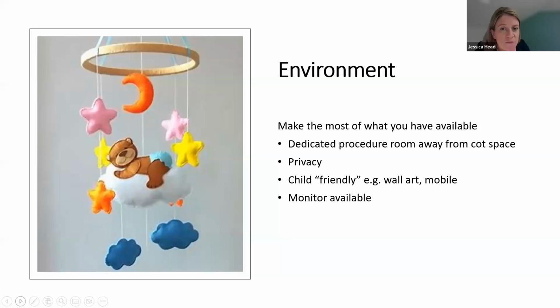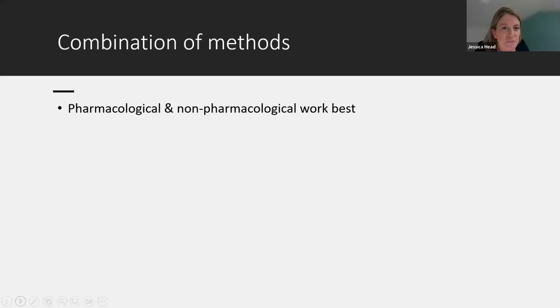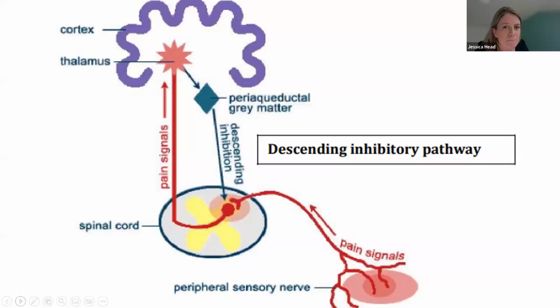Think about the environment where you're going to do these tests, and ideally you should have a dedicated treatment room or procedure room away from the child's bed space. That allows privacy, and if you can find some wall stickers or a mobile to create a calming environment, that's always beneficial. So we're going to talk about a combination of methods, pharmacological and non-pharmacological, because the combination of the two has been shown to work best in managing procedural pain.